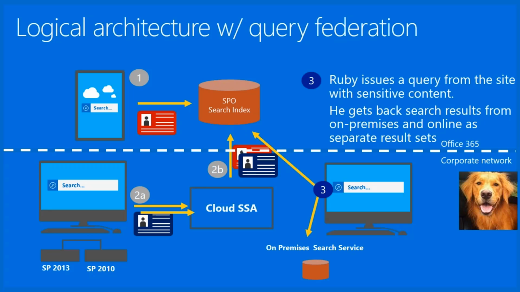premises in a second search service application, which means that you don't get the benefit of the global refinement, you don't get the benefit of the Delve user interface and things like that, but it does allow you to meet the business need of having some content not shared with Office 365. This also means you have to account for it in the user interface because the search results will not be commingled and will not be relevance ranked against one another.